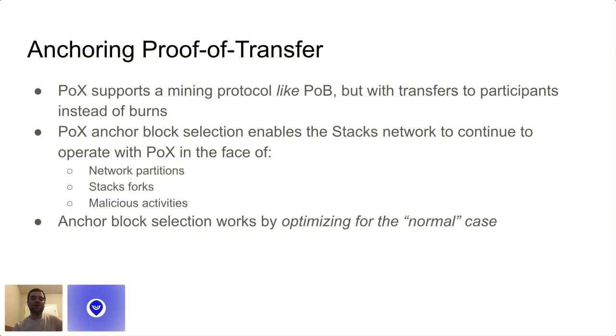And the key insight of anchor block selection is that it works by optimizing for the normal case in the network. So in the normal case, an anchor block is a block visible to all forks in the network and almost all forks build off of it. So in the normal case, you would expect most miners to be participating through proof of transfer. But in abnormal cases where there's a lot of contesting between different miners, or there's network problems that prevent blocks from being broadcasted in a timely manner, the network itself continues to operate by falling back to proof of burn.